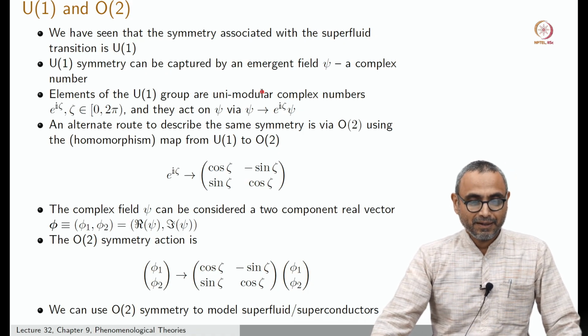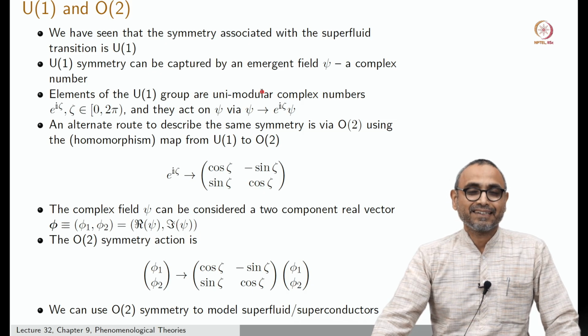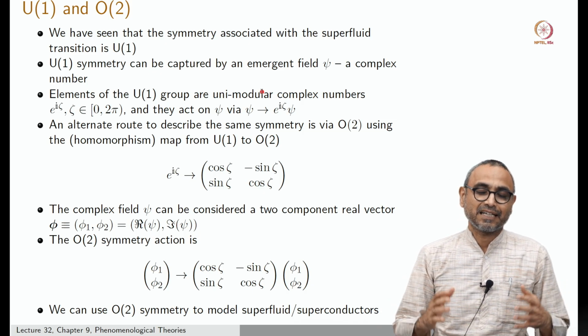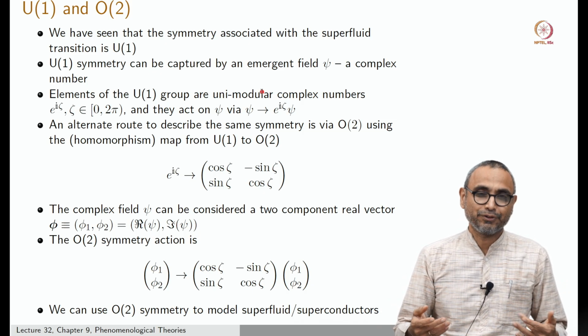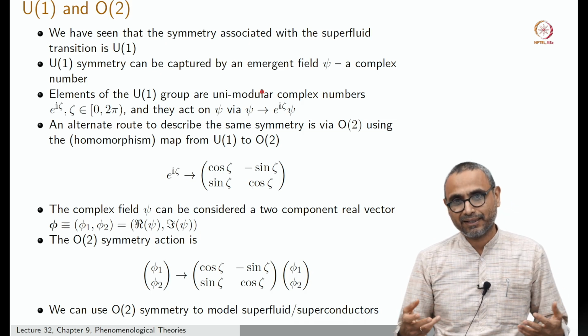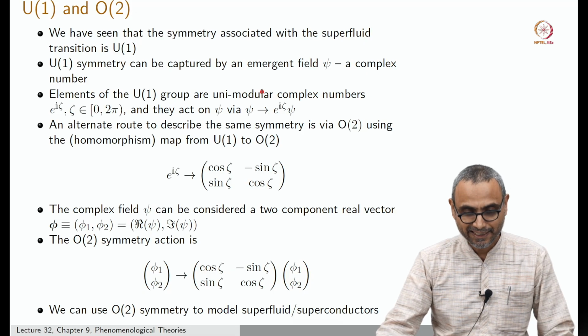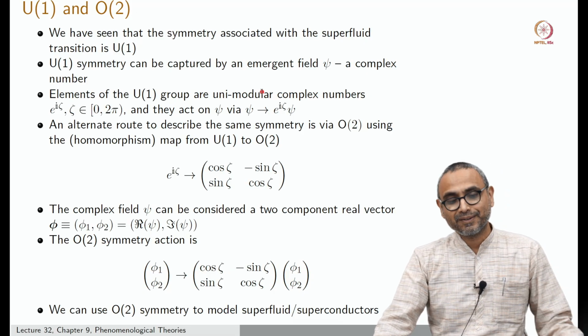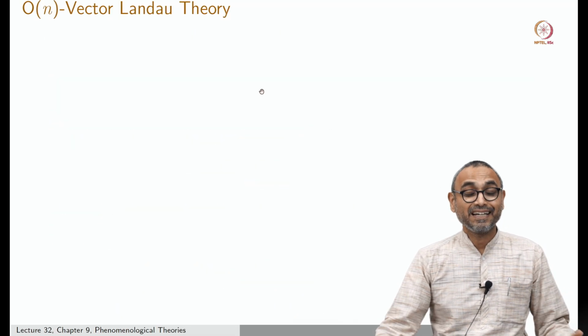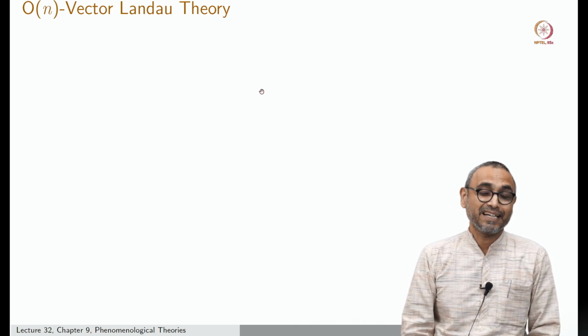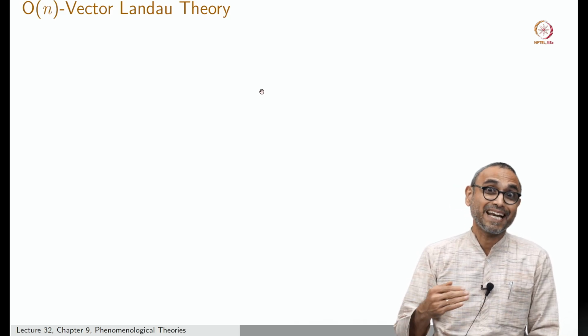Okay, all right. So with that discussion of how to describe the emergent field, and the fact that our discussion is motivated by superfluids and magnets with continuous symmetry, we will now go on to discuss how to construct the Landau theory. In other words, how to find a Landau function.